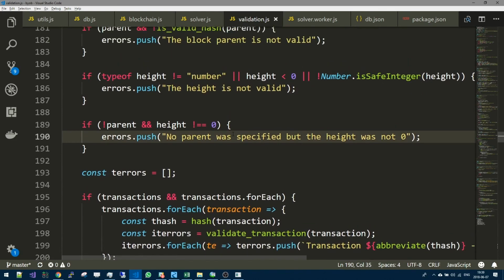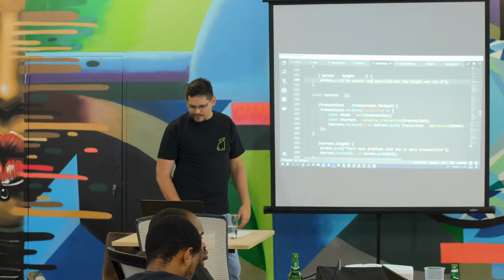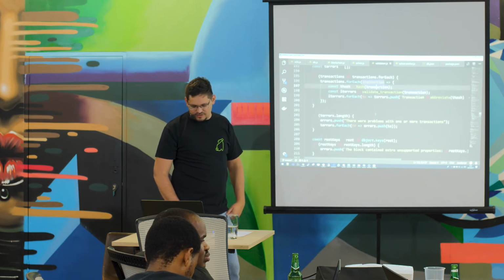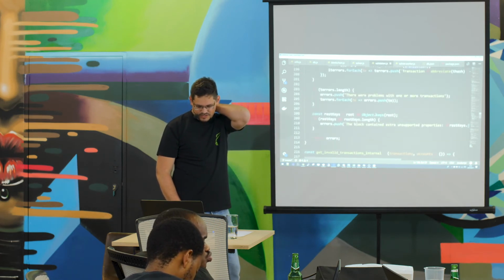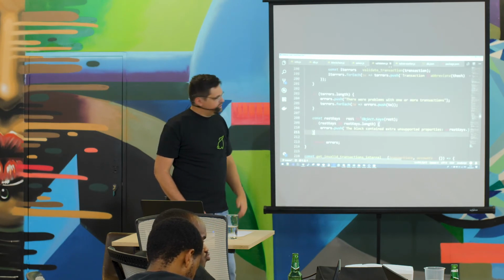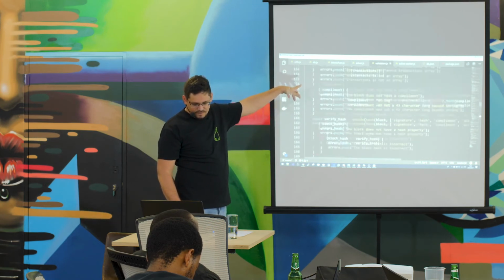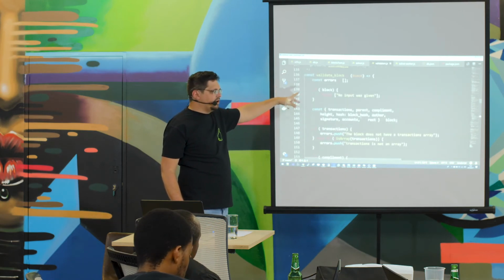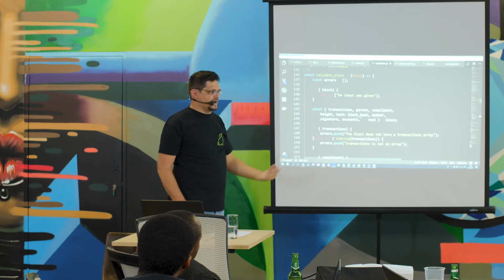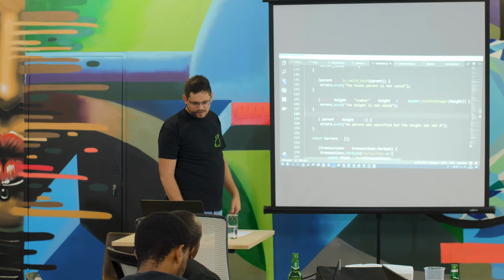No parent was specified, but the height was not 0. You cannot create a block in the middle of the air. It needs to have a parent. It then goes ahead and checks every single transaction. If there are any problems, it will reject the block. It checks if there are extra properties. Now, these were just cursory checks. The thing about validate block is that it can validate a block even before it's been signed. So this is just basic validation.